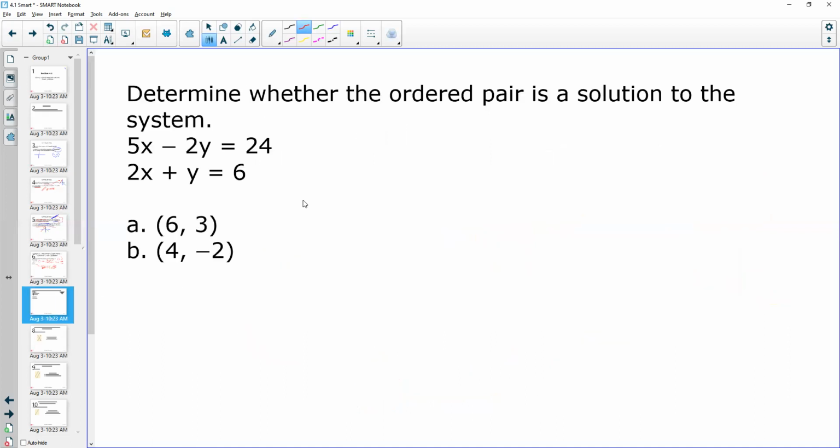You can try these two. Take a minute and see if they work for you. Put this point, (6, 3), into both equations, and then do the same for (4, -2). I will tell you that (6, 3) does not work for both, and (4, -2) does.